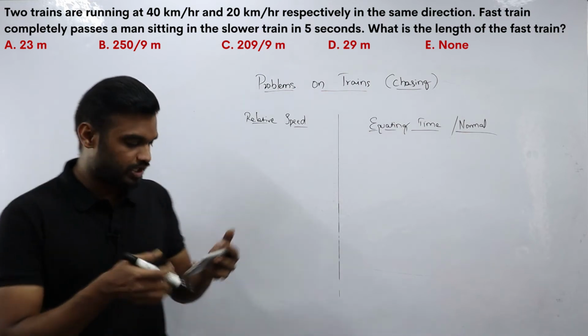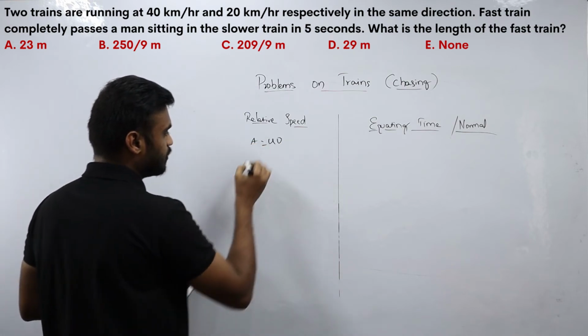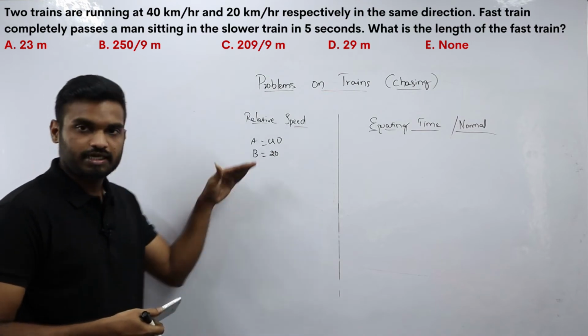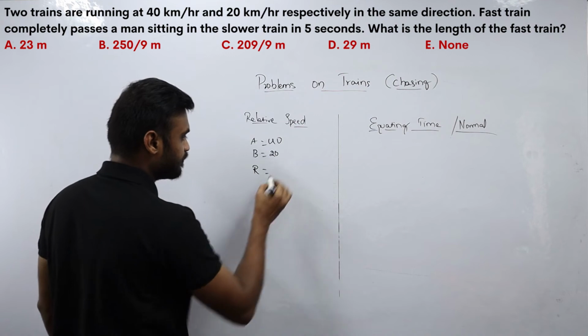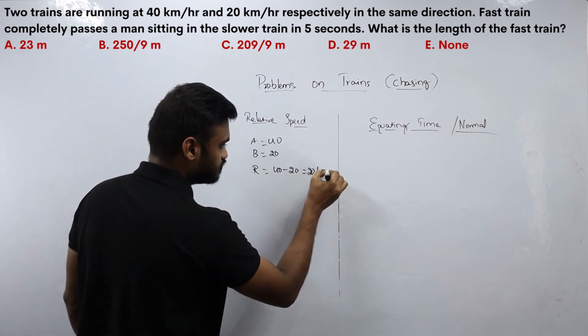Okay, see here what they have given is the speed of the first train, that is A equal to 40 km per hour, and B equal to 20 km per hour. Now both trains are running in the same direction. So the relative speed will be the difference of the first and second speed: 40 minus 20, that is 20 km per hour.